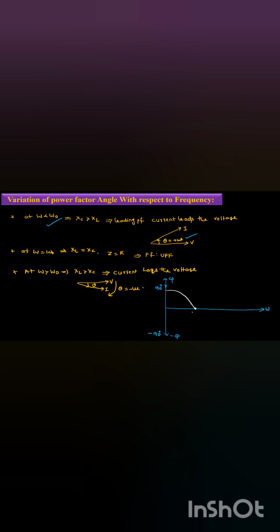At omega equal to omega naught, it is 0. At omega greater than omega naught, friends, the angle is negative. This is the point omega equal to omega naught, where phi equals 0.